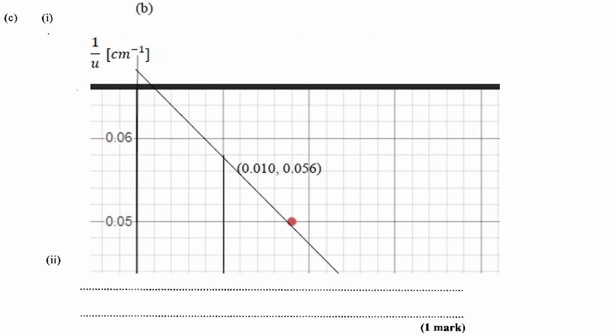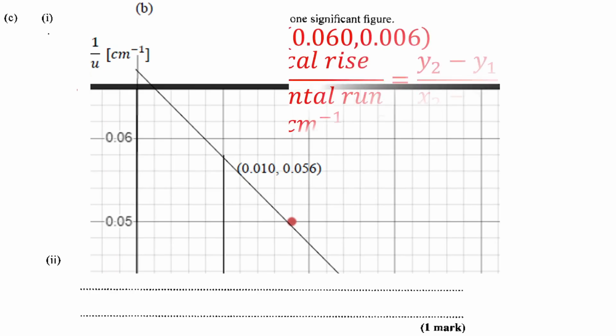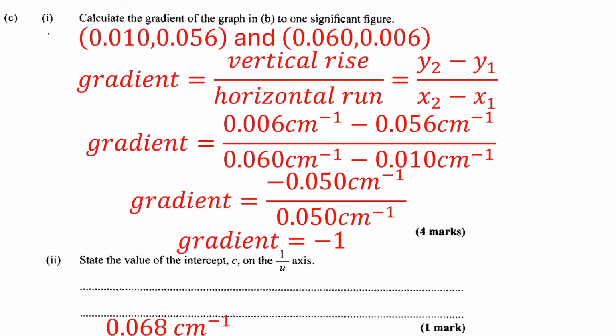So here, if you extend your line of best fit to reach the y-axis, you would see that it would reach at about 0.064. Alright? 4 little marks up there, but again, remember, depending on the scale, it's going to be in jumps of 2 here, so 0.068 centimeters to the negative 1 power.